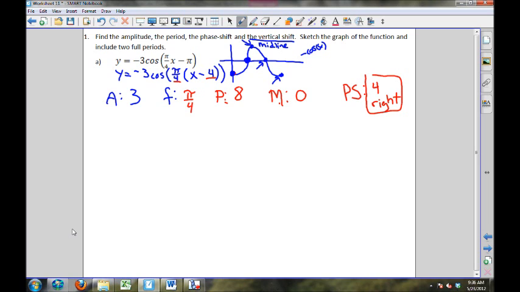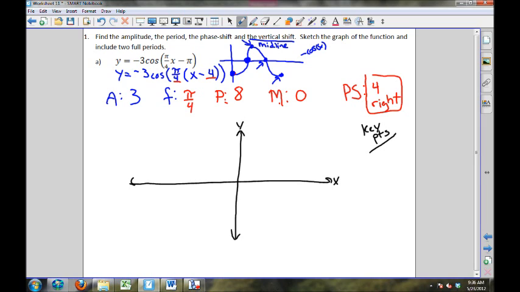So I'm going to set up my axes. My x and my y. In order to scale these appropriately, I'm going to have to look at a couple pieces of information. First, I'm going to have to find my key points for the x-axis. Key points occur every quarter of a period, which would be period over 4, which in this case is 8 over 4, which is 2. So I'm going to go every 2 units. Starting at 0, that'd be 0, 2, 4, 6, 8, and so on. You can also go back, negative 2, and so on. So every 2 units, basically.